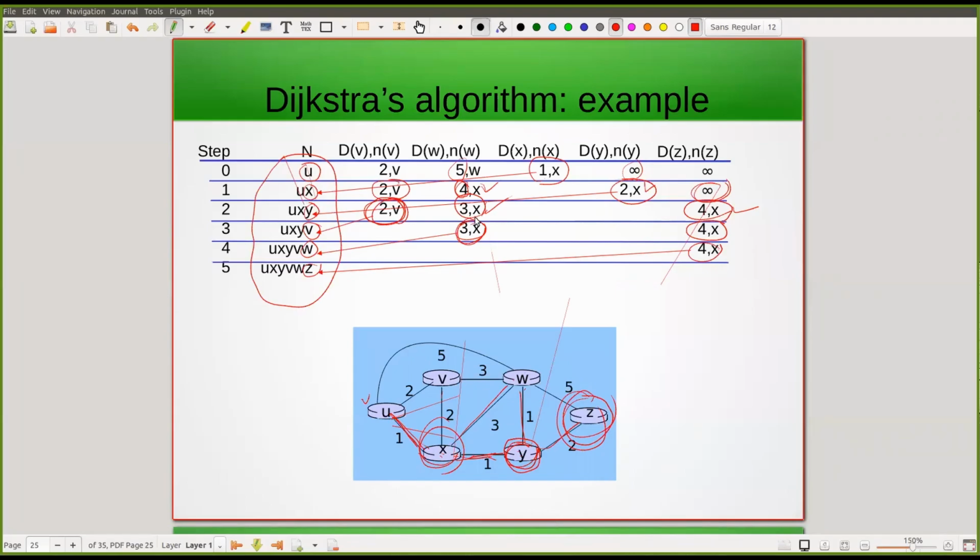That means the cost of going from U to V is 2 via V. The cost of going from U to W is 3 via X. The cost of going from U to X is 1 via X. The cost of going from U to Y is 2 via X. And the cost of going from U to Z is 4 via X. These are the least costs calculated using Dijkstra's algorithm. After the whole algorithm is over, you get this information, the least cost path from one node to every other node.